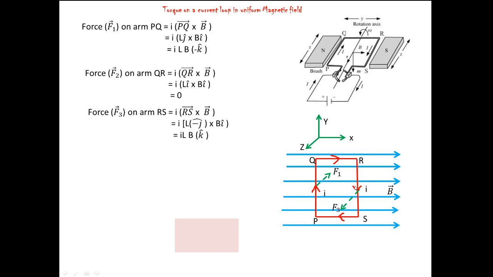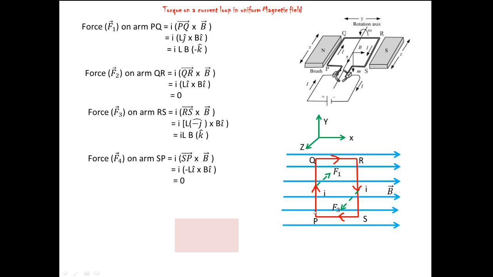Again the force F3 on arm RS, that is I RS cross B, and this value will be ILB k cap. Again the force on arm SP will be 0. Here, a current carrying wire which is either along the direction of B or against the direction of B experiences no force.